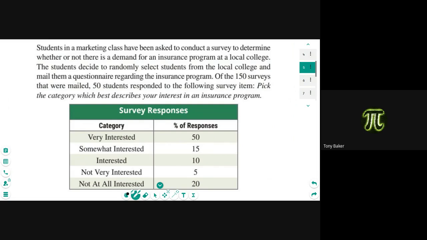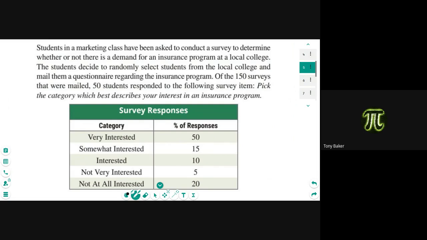Well, it was students in the marketing class, but they're doing the survey. They weren't studying the people in the marketing class. They randomly selected students from the college and mailed them a questionnaire. So they randomly selected 150 students and sent them out a questionnaire, and that makes it random. If they were only asking in their class, then that would definitely be not random. But they randomly selected people and sent it out to 150 people in the college, and that would qualify as random.